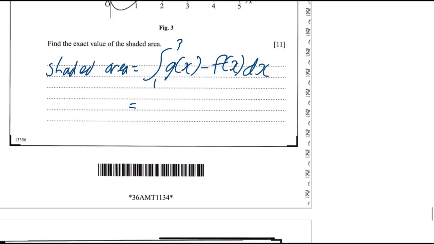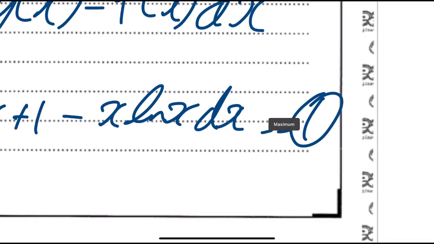So tidy that up a wee bit. You have one integral from 1 to 3 of x plus 1, and then my f of x was x ln x dx. Call that equation 1. We'll be coming back to that. Okay, now the problem part of this is integrating x ln x.